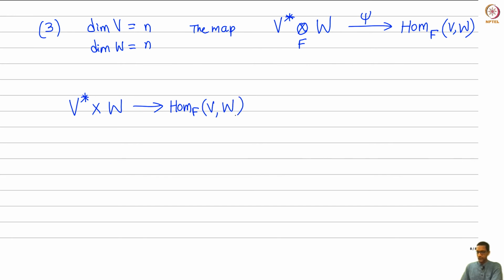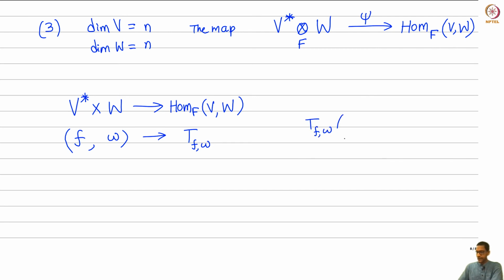So let me give you an example of a bilinear map from V star cross W to the space of all homomorphisms. V star, recall, is the dual space. Those are the linear functionals, and W is just elements of W. Corresponding to this pair, I will associate a certain linear transformation. Now, what is this linear transformation?